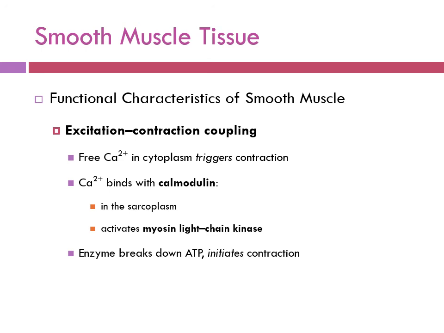For contraction in smooth muscle, we have free calcium in the cytoplasm, which triggers contraction. It binds with calmodulin in the sarcoplasm and activates this enzyme called myosin light chain kinase that breaks down ATP and initiates the contraction. On this slide, I would know that calcium binds with calmodulin in smooth muscle tissue.